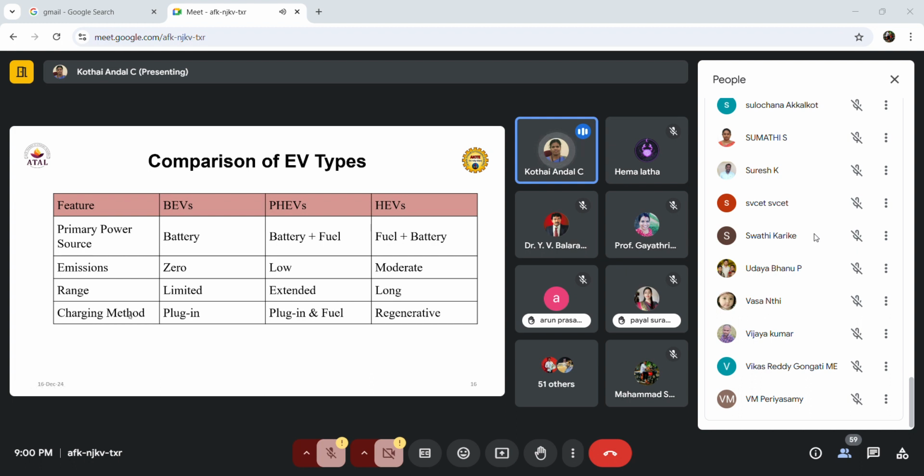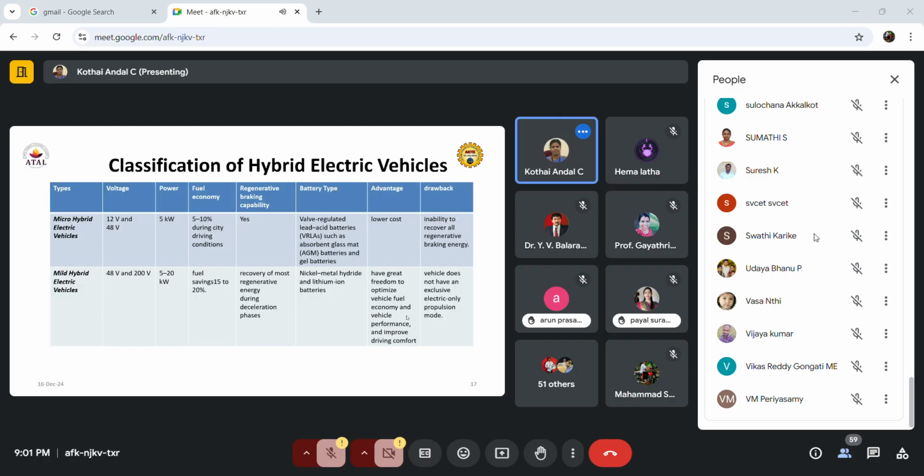Then in terms of charging methodology, the battery vehicle is completely plug-in. The plug-in hybrid uses plug-in plus fuel. In the hybrid electric vehicle, no plug-in charging point is available; here the batteries will be charged by regeneration. I think that is clear, right?